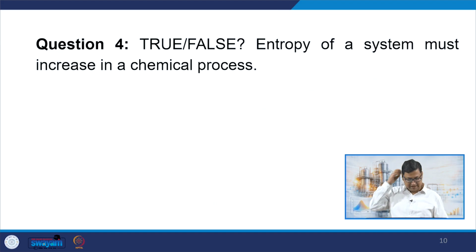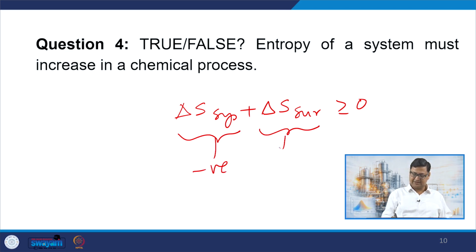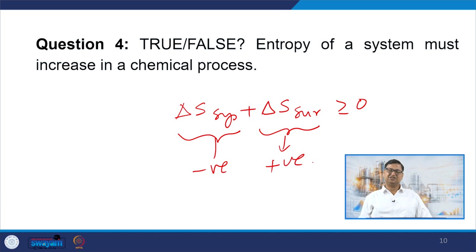Okay. And finally, I have already said that the entropy of a system need not increase in a chemical process. What is true from the second law is that delta S of system plus delta S of surroundings has to be greater than or equal to 0. The first term can very well be negative, provided the other is sufficiently positive. So, it should not give you the impression that entropy must always decrease in a process. That is not true. The entropy of the universe cannot decrease.